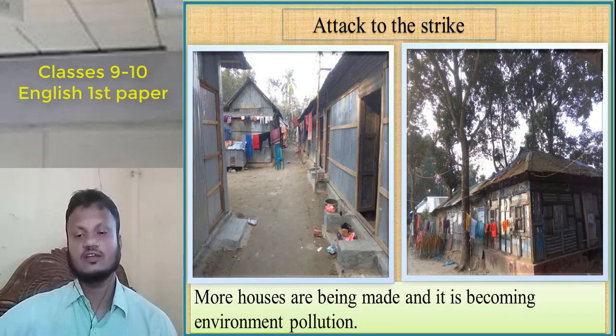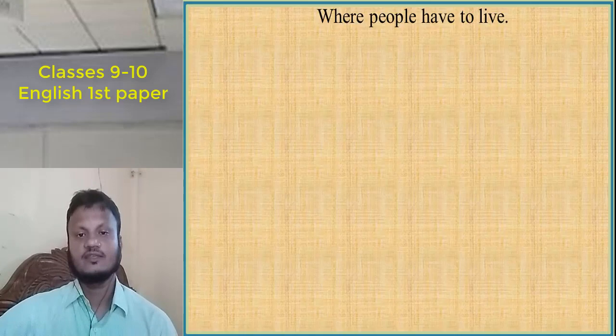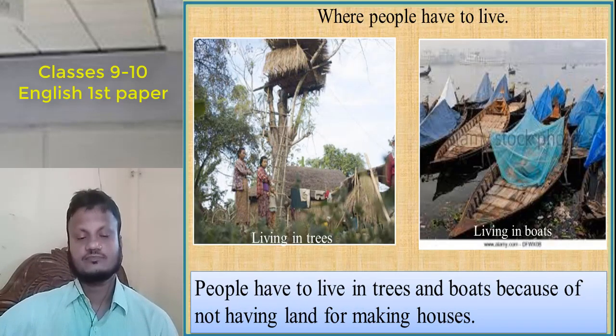And it is a matter of thinking where people will live one day. One day people may build their cottages at the top of trees and live there. And people may live in boats and floating boats. Okay, if people do not get any place to build, what will they do? They will do this type of work. Okay, people have to live in trees and boats because of not having land for making houses.